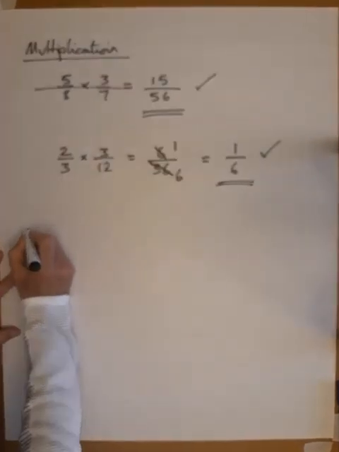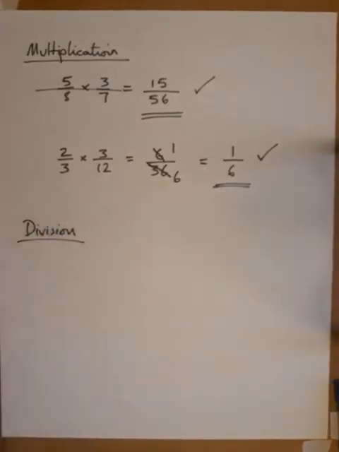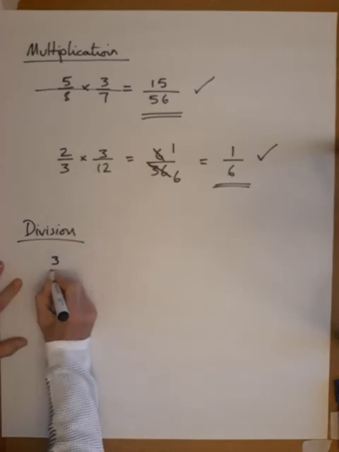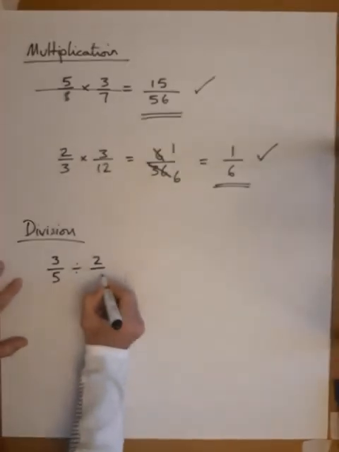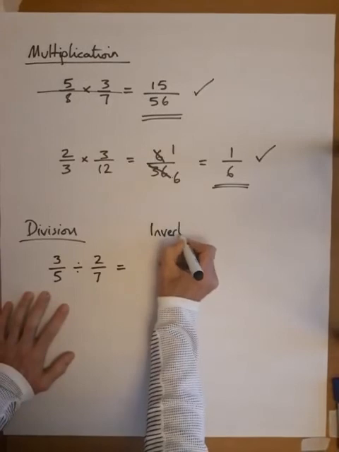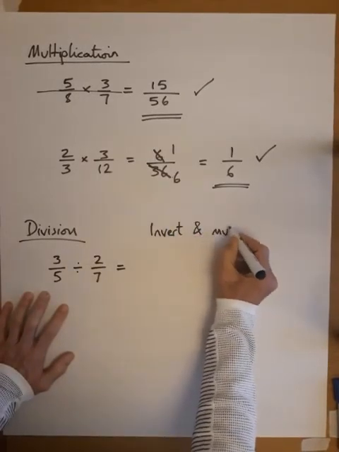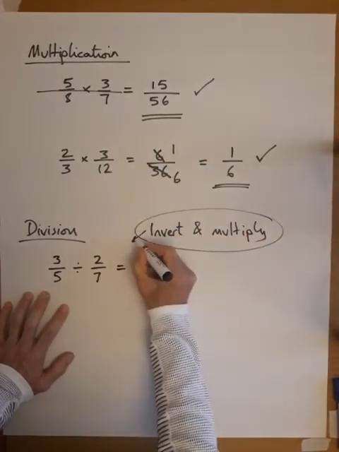Right, finally, let's have a look at division. So division of fractions is most unusual. You need to remember how to do your multiplication to be able to do division. Let's take 3/5 divided by 2/7. There's a phrase here that you're going to need: invert and multiply. So that's what we're going to do to solve this.